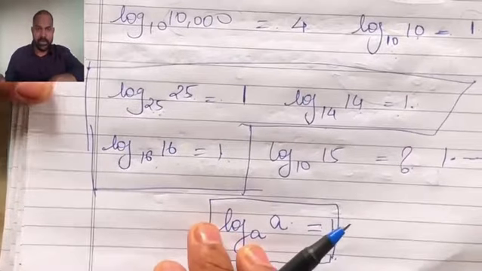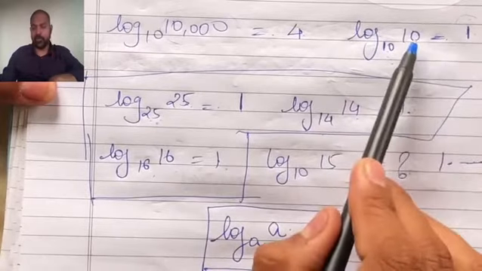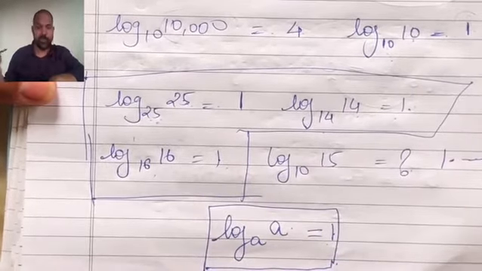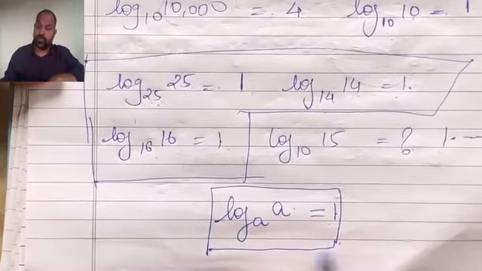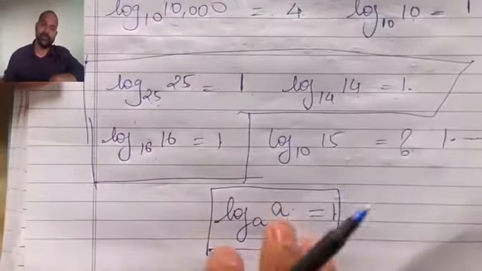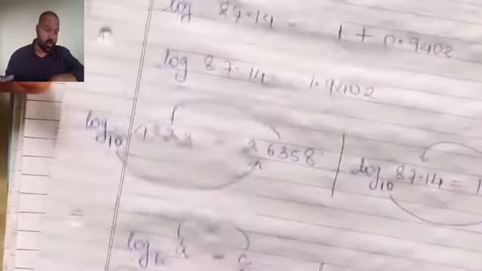So you are telling me, if a number and the base are the same, I am asking you which power of 10 is 10. 10 is the first power of 10. 25 is the first power of 25. 14 is the first power of 14. So this is the second rule that we did, that log of a number to the same base is always 1.